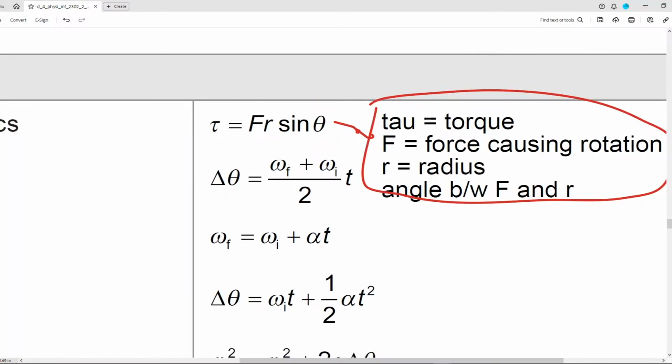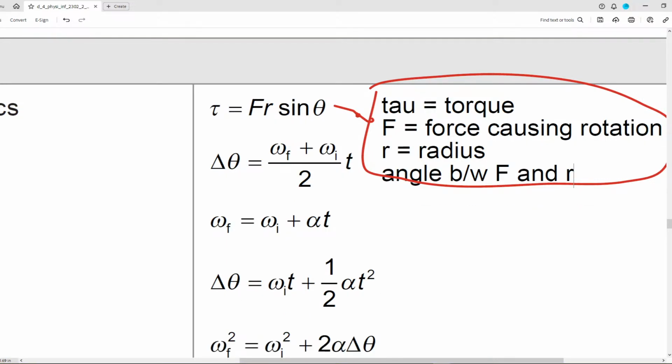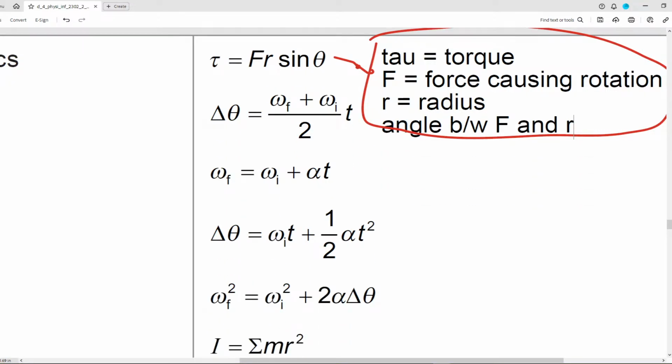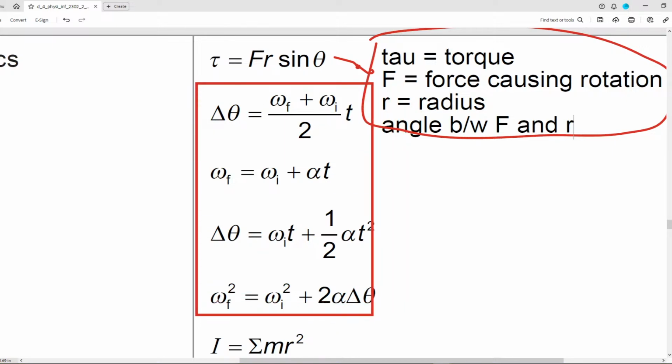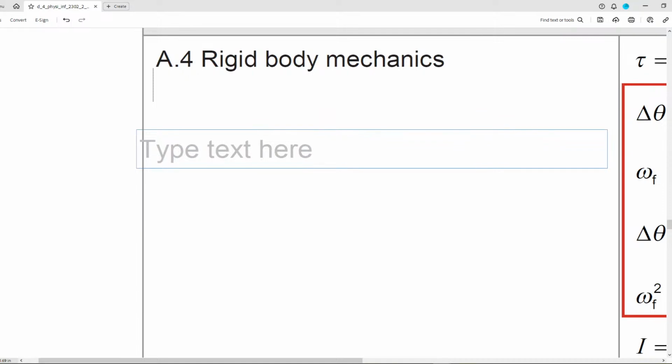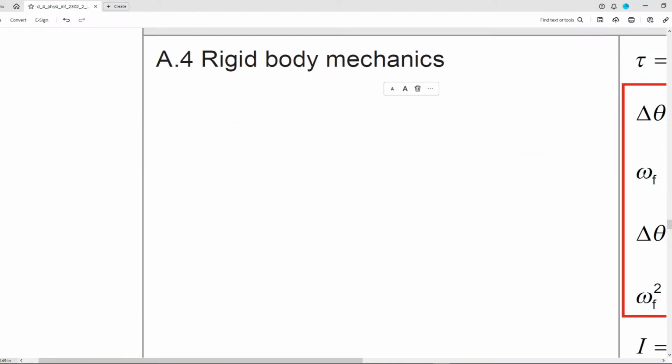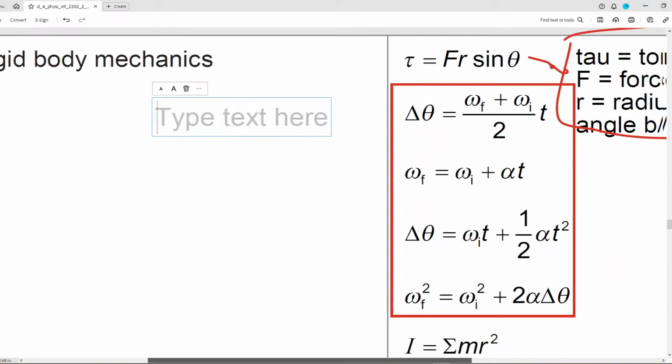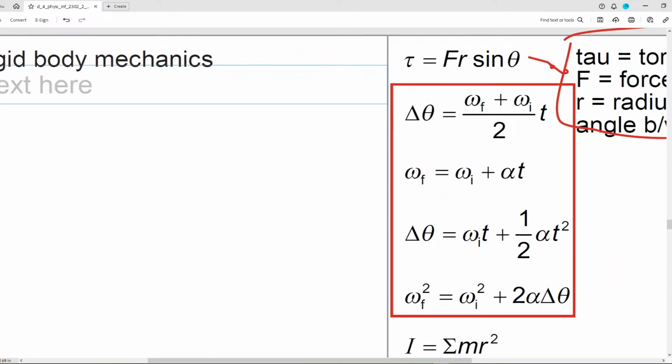The next is what I call angular or rotational kinematics formulas. These all come as a group. These are what I call rotational kinematics. I realize all these symbols are weird, so I cannot really type them. I'll write it out.